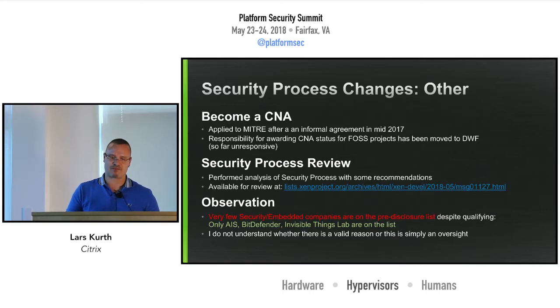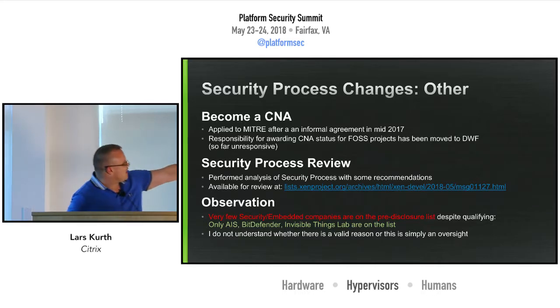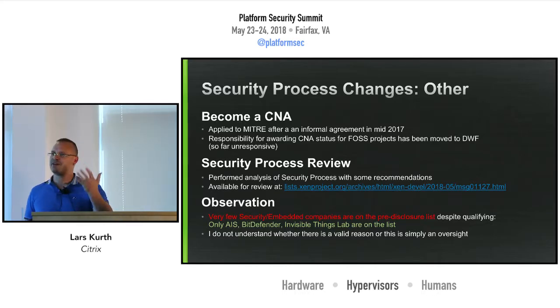Also, we're running a security process review. The last time we changed our security process significantly was 3 years ago. So I started a community consultation and got lots of input about: are we doing it right? What could we do better? And so on and so forth. The paper is posted there, so if you care about that, look at it and provide feedback.